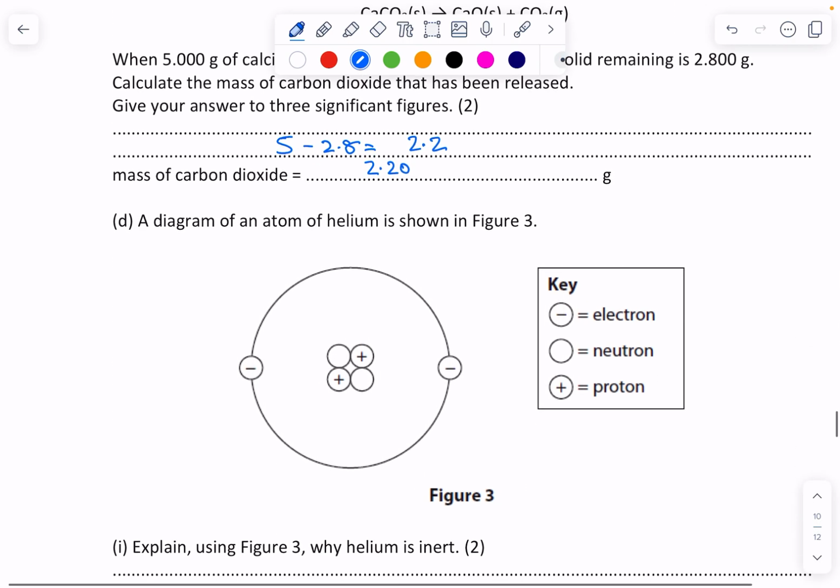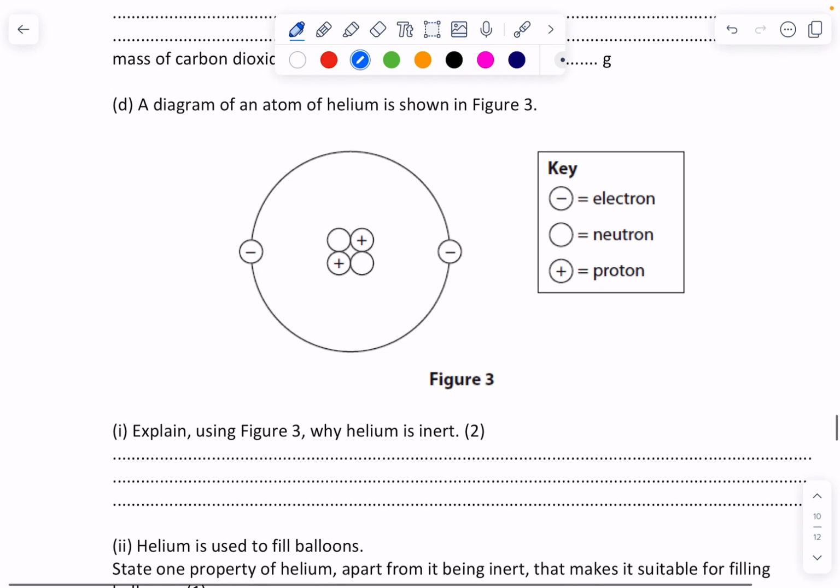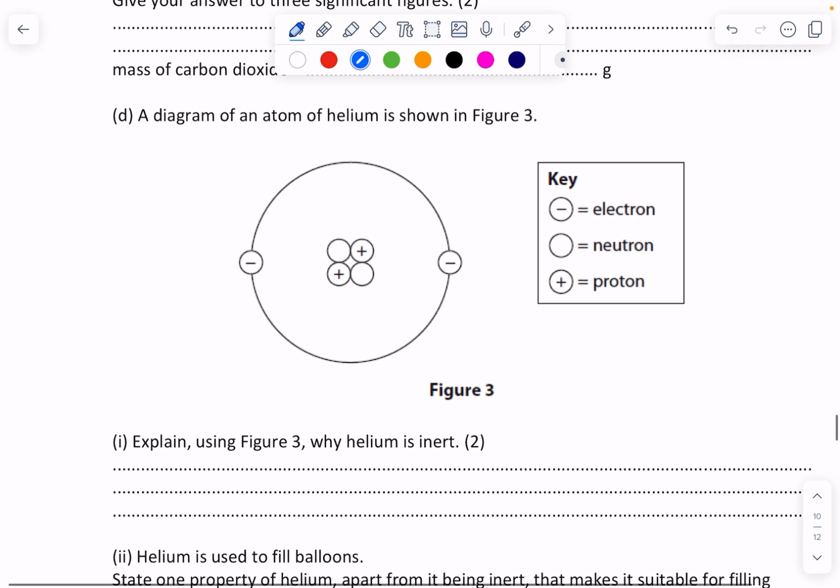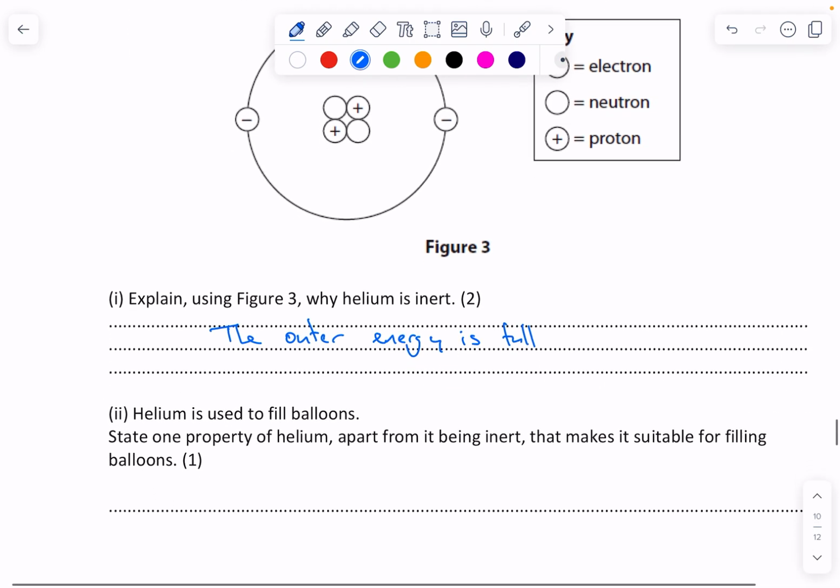A diagram of an atom is shown below. Use the figure to explain why helium is inert. That is because the outer energy level is full. That's all we've got to say, I think. Outer energy level is full, so it doesn't need to gain or lose electrons.